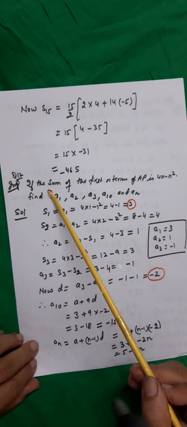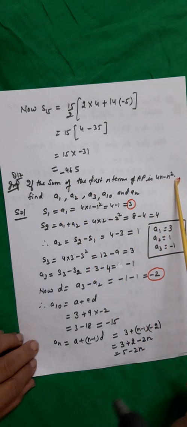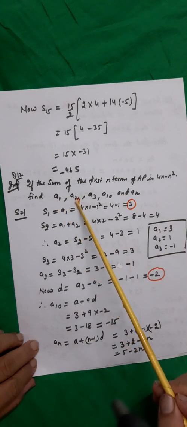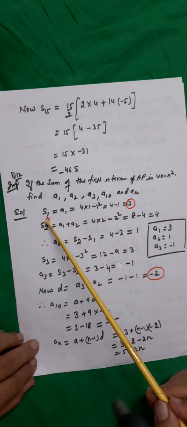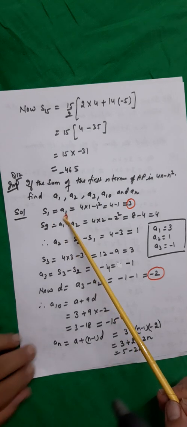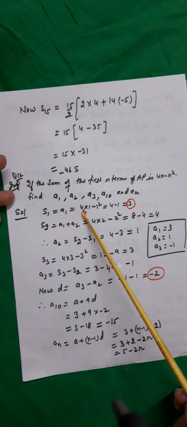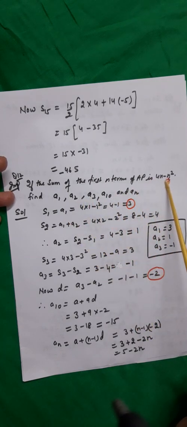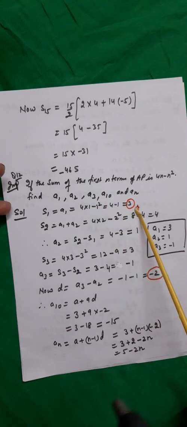Question number 12. If the sum of the first n terms of an AP is 4n − n², find a1, a2, a3, a10 and an. Here S1 is equal to a1, the sum of one term. That means only one term is there. So I can find that by putting the value in this: 4 into 1 − 1², which is equal to 4 − 1, which is equal to 3.